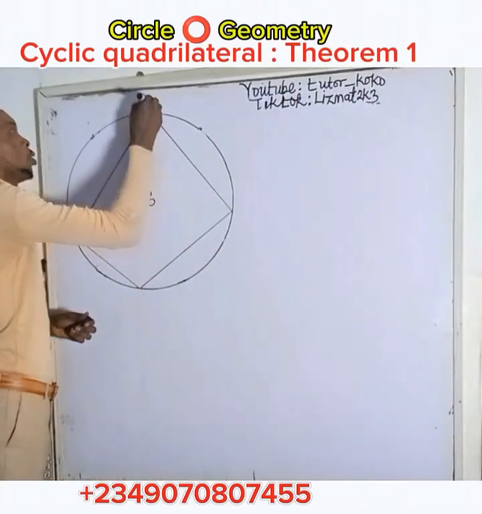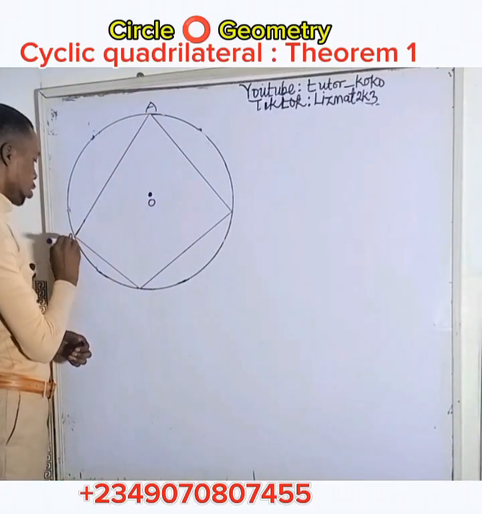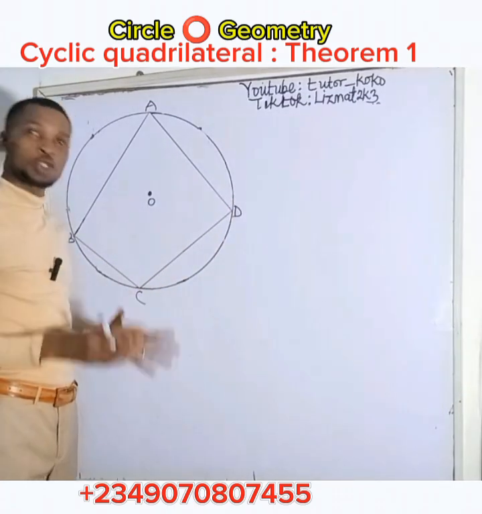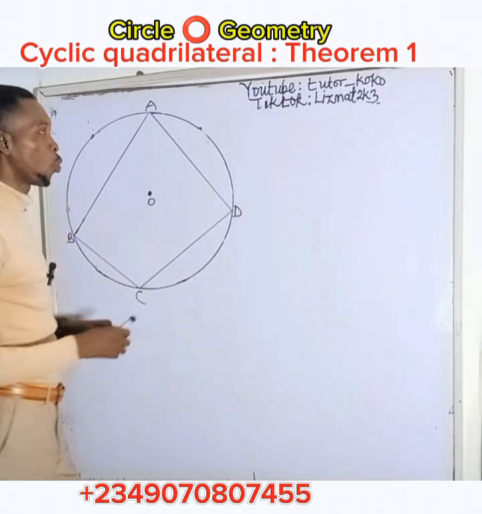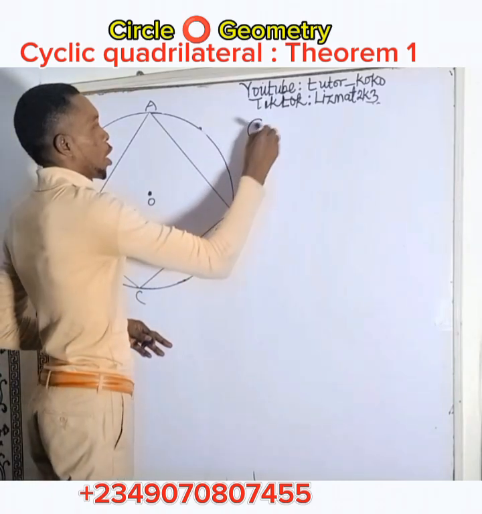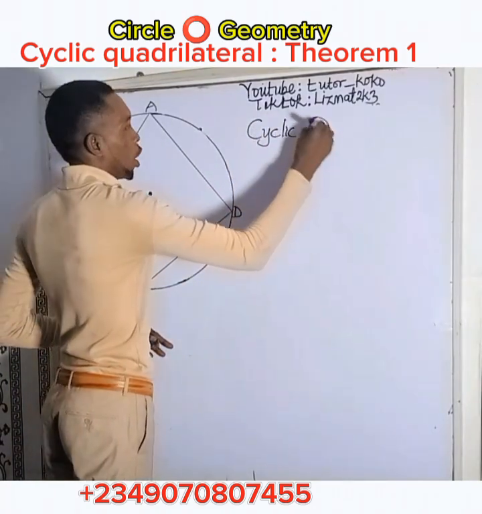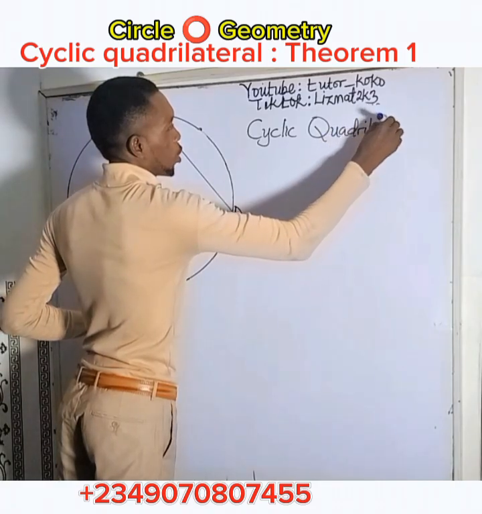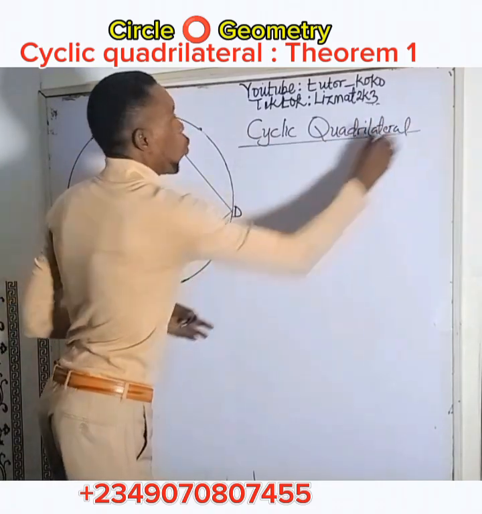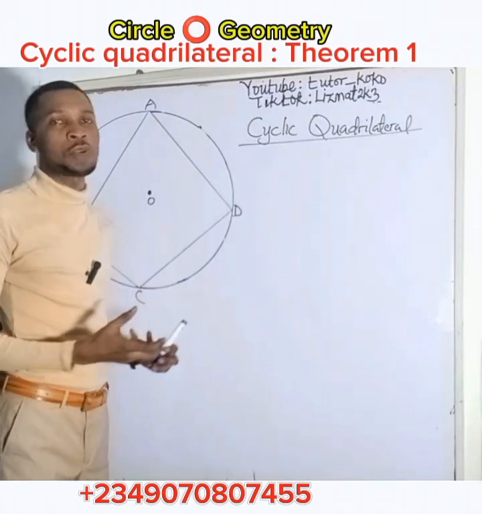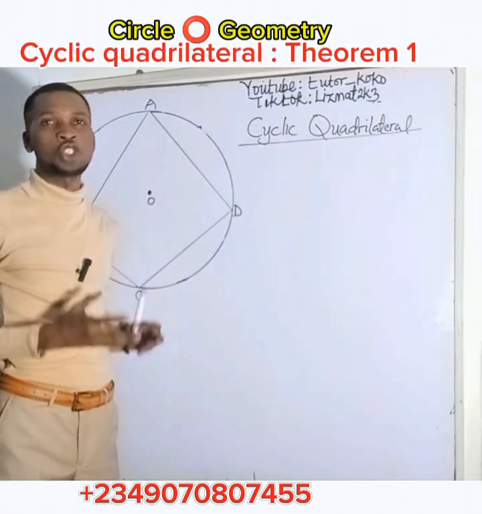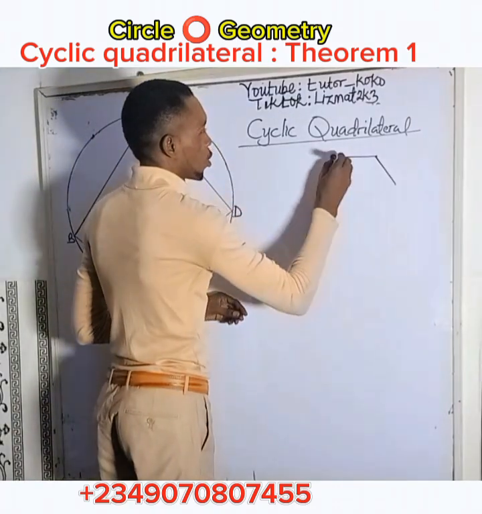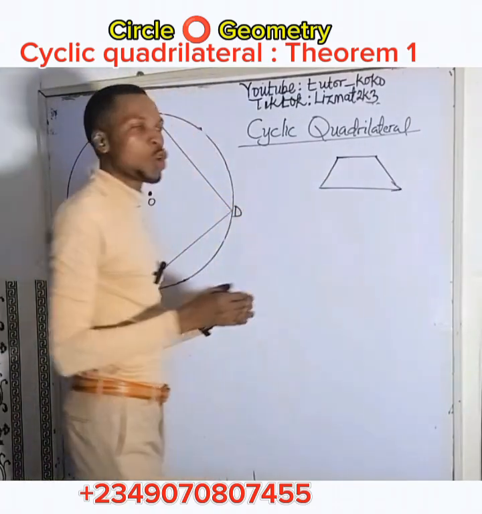Hello, let's call this A, B, C, and D. In today's tutorial, I want to explain what I call cyclic quadrilateral. Of course, what is a quadrilateral? A quadrilateral is a plane figure or plane shape with 4 sides. So any shape that has 4 sides is a what? Quadrilateral.